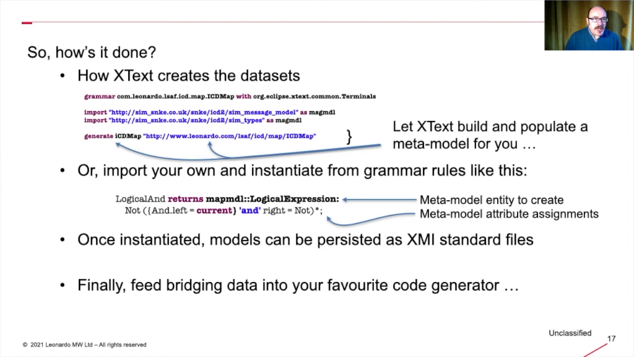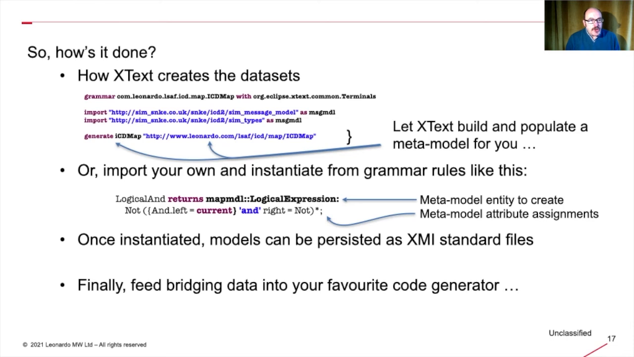So how does xtext actually create the data sets? We can let xtext define the meta model that we want it to populate, which we do with the generate command, or you can do an import of an existing meta model that you've defined exactly for the purpose.